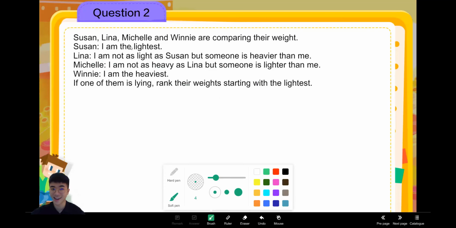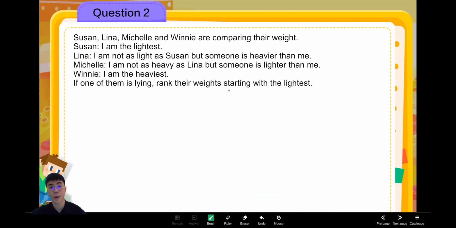Susan, Lina, Michelle, and Winnie are comparing their weight. Susan says, I am the lightest. Lina says, I am not as light as Susan, but someone is heavier than me. Michelle says, I am not as heavy as Lina, but someone is lighter than me. Winnie says, I am the heaviest. So if one of them is lying, rank their weight starting with the lightest.